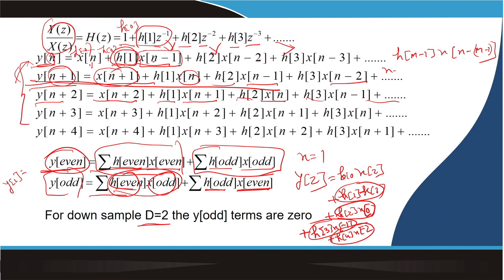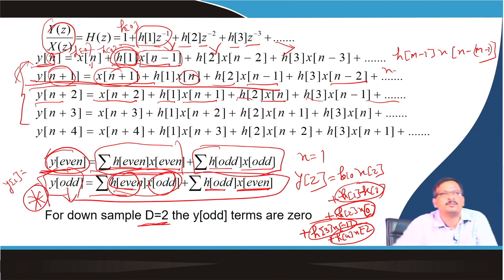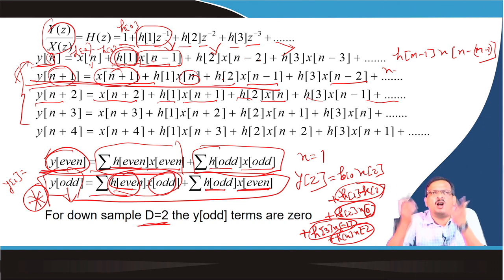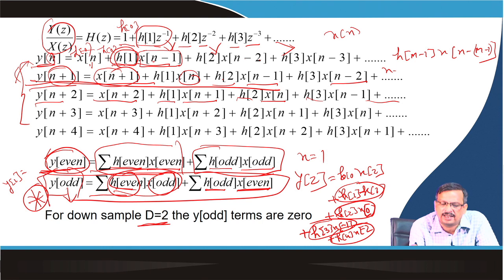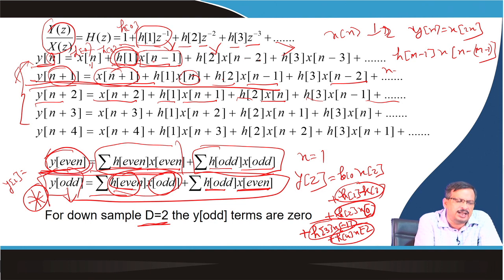Now for downsampling by 2, this y odd is not required. I only have to calculate y even, because y odd does not exist. I know that when x of n is downsampled by 2, y of n is equal to x of 2n, and elsewhere it is 0. So it is either 0, 2, 4, all those exist. So I can say y even exists, y odd does not exist.